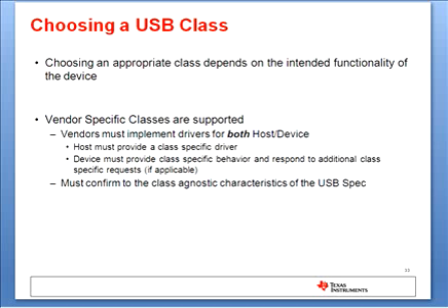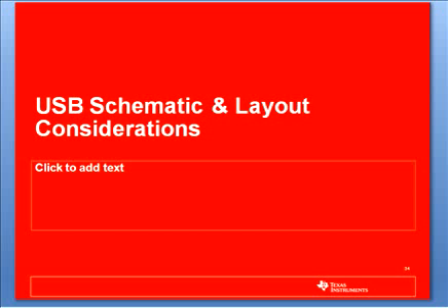The appropriate choice of USB class is highly dependent on the intended functionality of the device or the end product. If you find that one of the available USB classes does not satisfy the requirements of your end product, you can choose to implement your own vendor-specific class. These are supported in the USB spec. One thing with vendor-specific classes is that it requires you to write the drivers for both the host and the device. This increases the burden on development time. And with all classes, a vendor-specific class must conform to the agnostic characteristics of the USB spec.